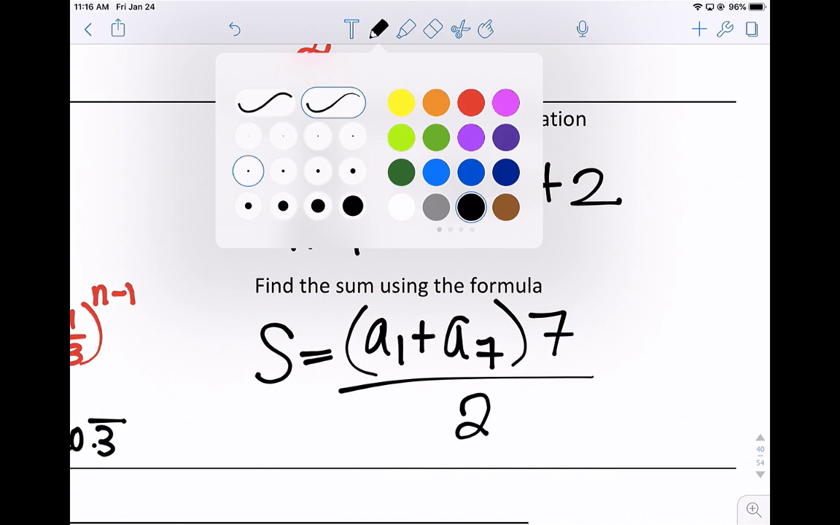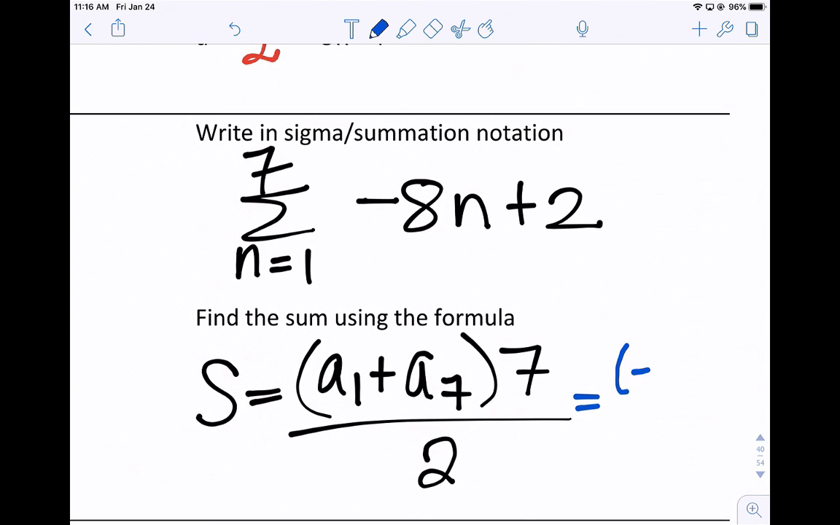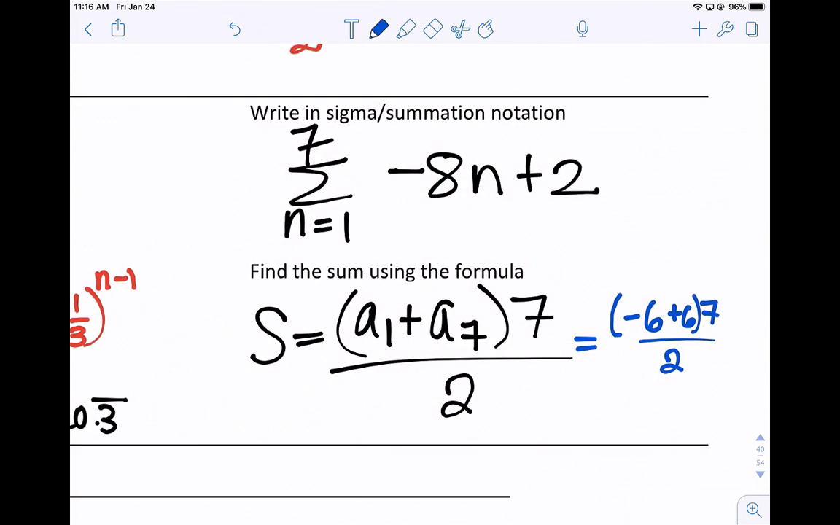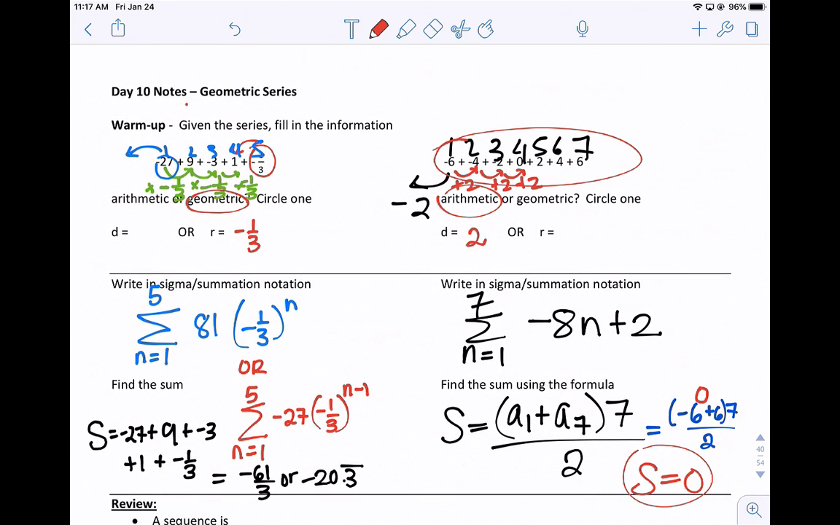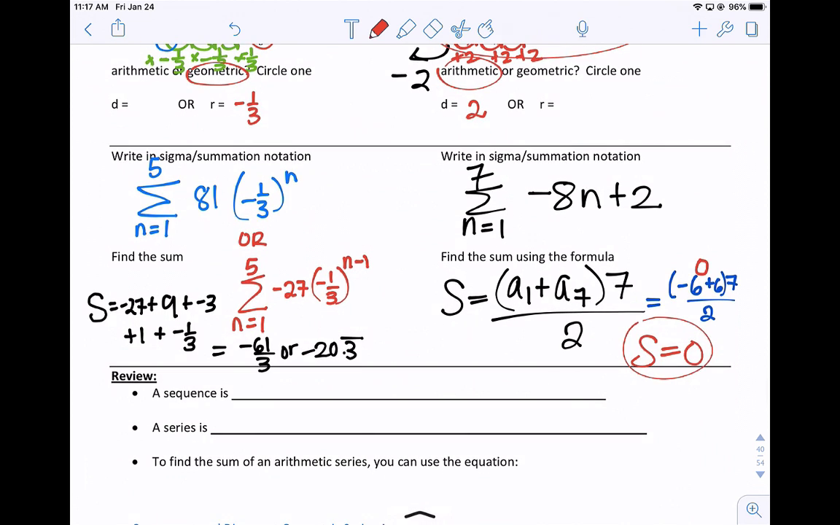So if we plug in using our formula, the first term is -6, our last term is 6, times 7 divided by 2, and -6 plus 6 is 0, 0 times 7 is 0, 0 divided by 2 is 0, so the sum of all of these 7 terms would add up to 0. And you can see why. The -6 and the 6 would cancel, the -4 and 4, the -2 and the 2. And so you can see our sum would be 0.